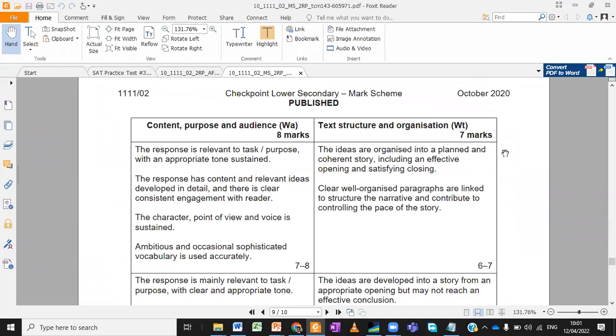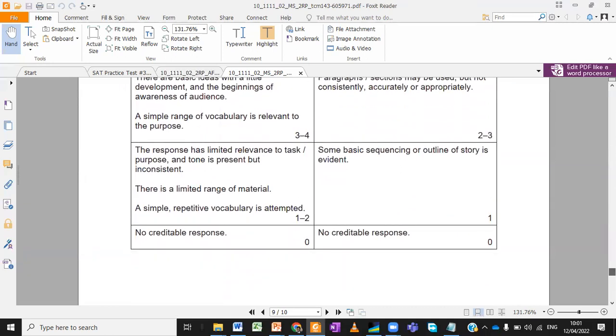It said the ideas are organized into a planned and coherent story that flows. The ideas must flow from one to the other. Now, the character, points of view, the voice is sustained. Anyway, I think I'll read this to you when we start marking, okay?